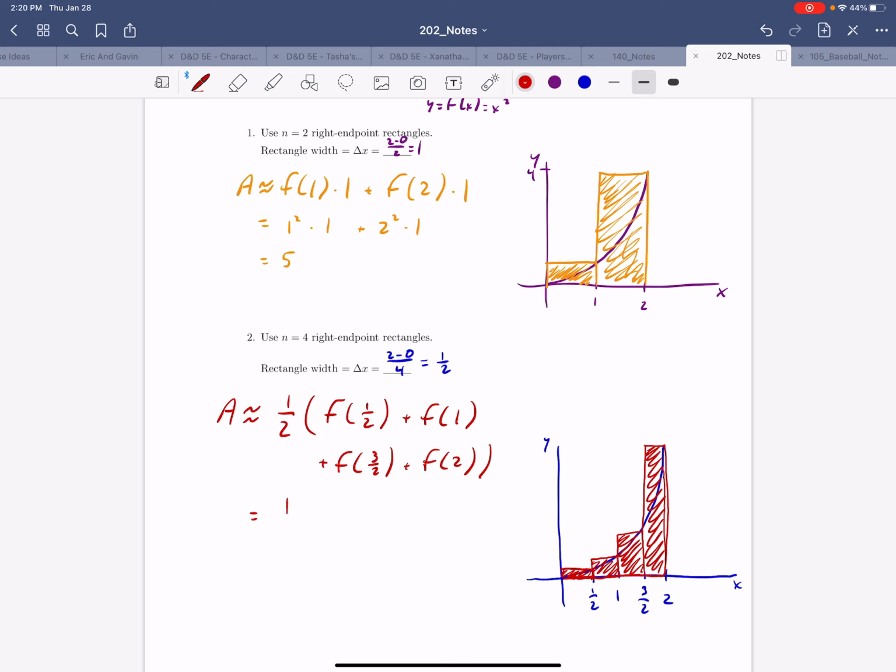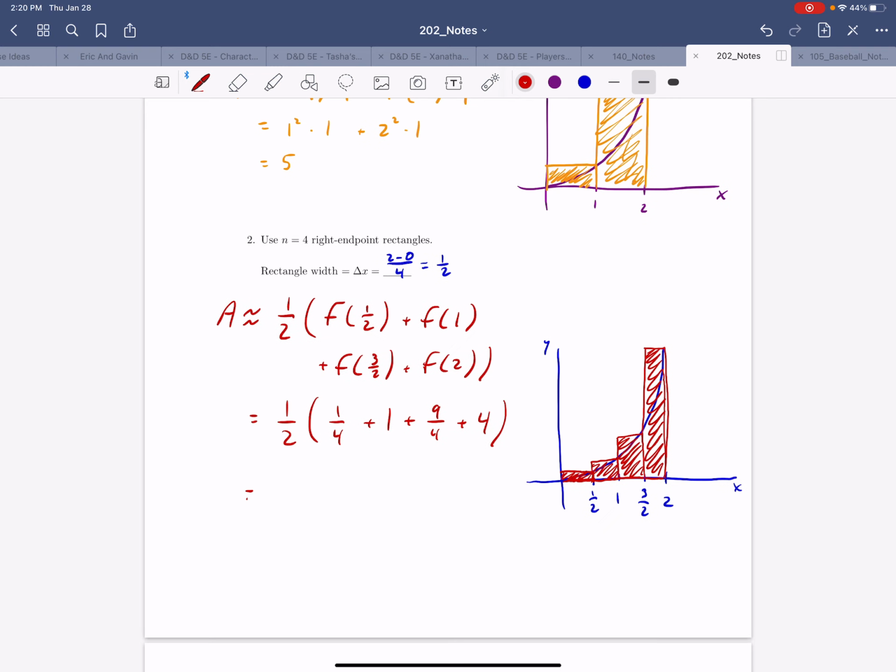Okay, well, that's the same thing as 1/2 times the quantity, 1/4, plus 1, plus 9/4, and then plus 4, right? Because we're squaring each of these. We're plugging each of these numbers into f of x, into x squared. So we add them all up and then multiply by 1/2. Don't forget about that 1/2.